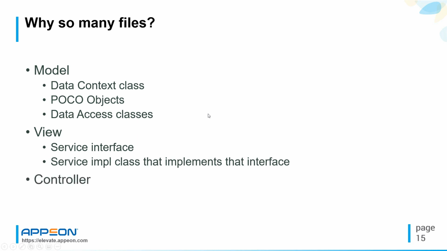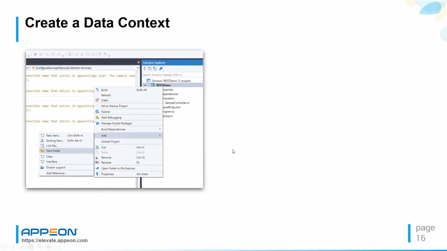And then finally we have the controller. This is the thing that listens for the URLs. It calls the service. The service then calls the data access class to get the data and return it to the controller. Okay, so let's look at how we do this.